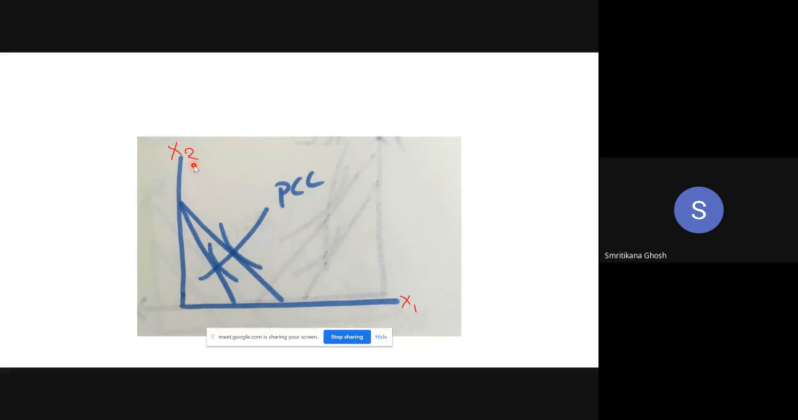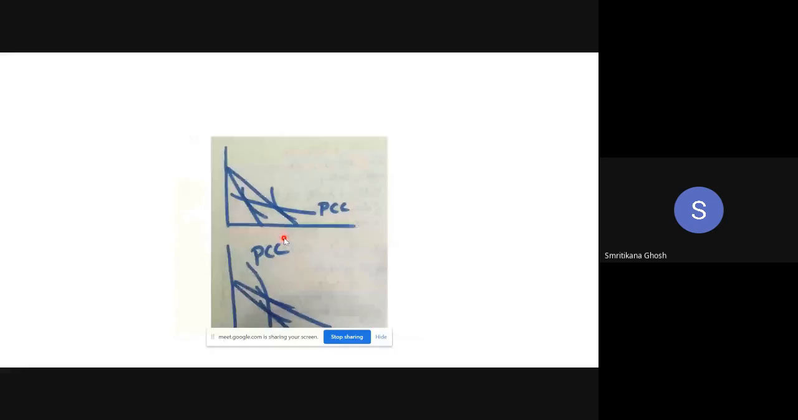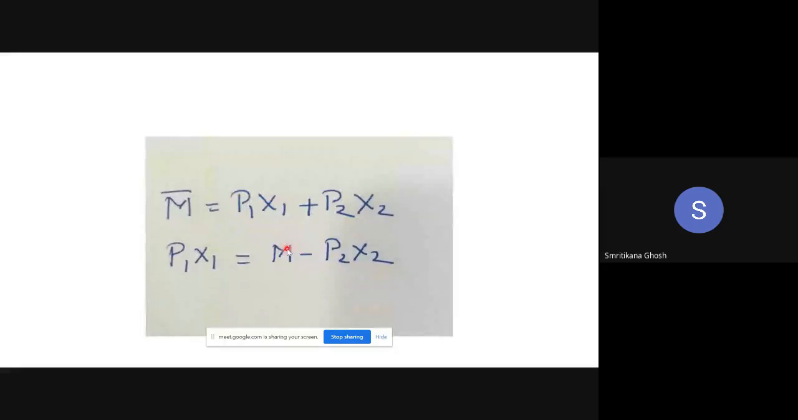Now look at the second part. Here, what happened? Consumption of X2 is constant. Right? It is unchanged. That means M is constant, P2 is constant, X2 is also constant from the second diagram. That means my left hand side is constant, so my right hand side should be constant. So the fall in price should be equal to the increase in X. The change in price is equal to the change in quantity. That means for X1, the demand is unit elastic.